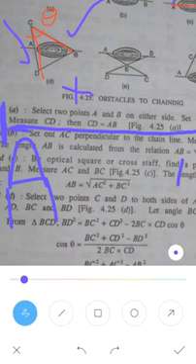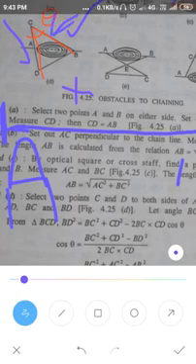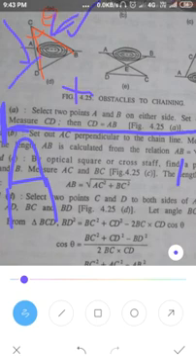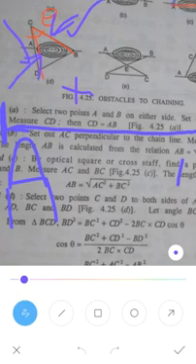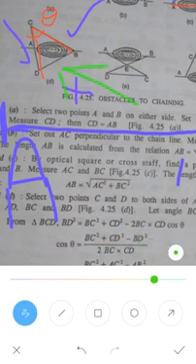Take BC square, one side, cos theta is equal to BC square, this one. Okay, and plus CD square, another side square you have to take. Next, the third side, what I told, that is B and D. The third side you have to do minus, that is BD square.